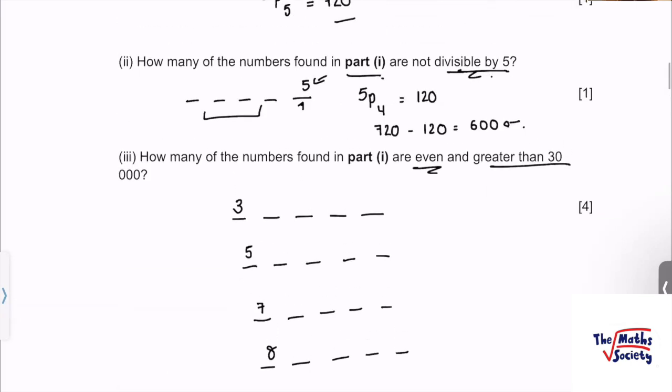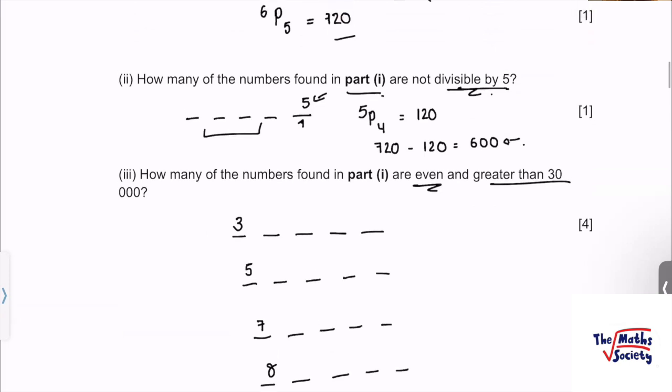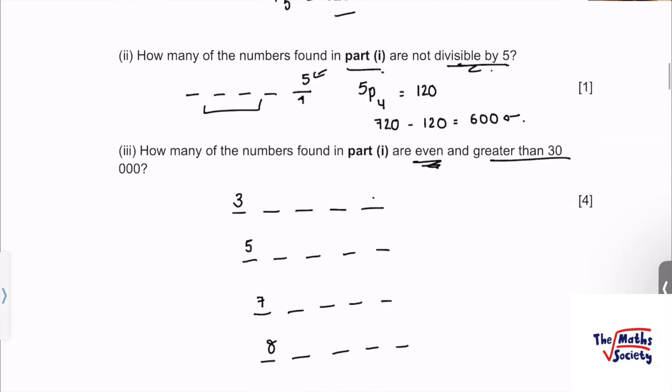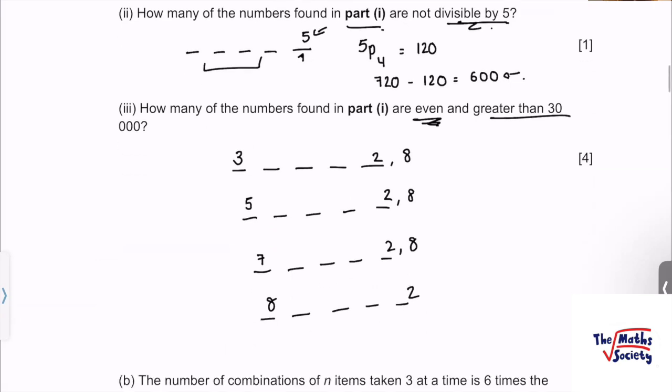So if 3 is the first number, we need to find which is even. So for even we have 2 and 8. So 2 and 8 can be here. For 5 as well, 2 and 8. For 7, 2 and 8 as well. And then for 8, just 2, because 8 is already there.